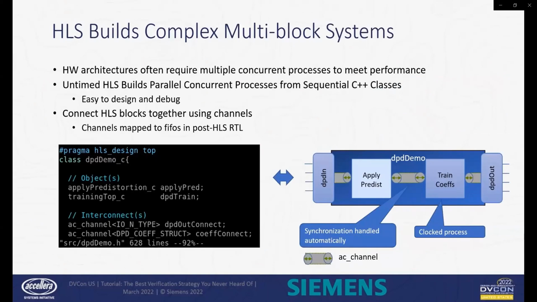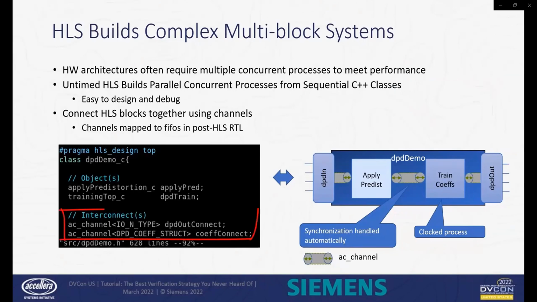Up to this point, we've been focusing on leaf blocks, and now we'll turn our attention to creating our multi-block DPD top. Our DPD design, as with many designs, requires multiple concurrent processes to meet the desired performance goals, and HLS builds parallel concurrent processes from our C++ classes. This single-threaded design description is not just easy to design with, yet makes for straightforward debug. As we assemble leaf blocks to build our DPD top, we'll use channels to connect the leaf blocks and thus build our DPD top in a bottom-up design approach.